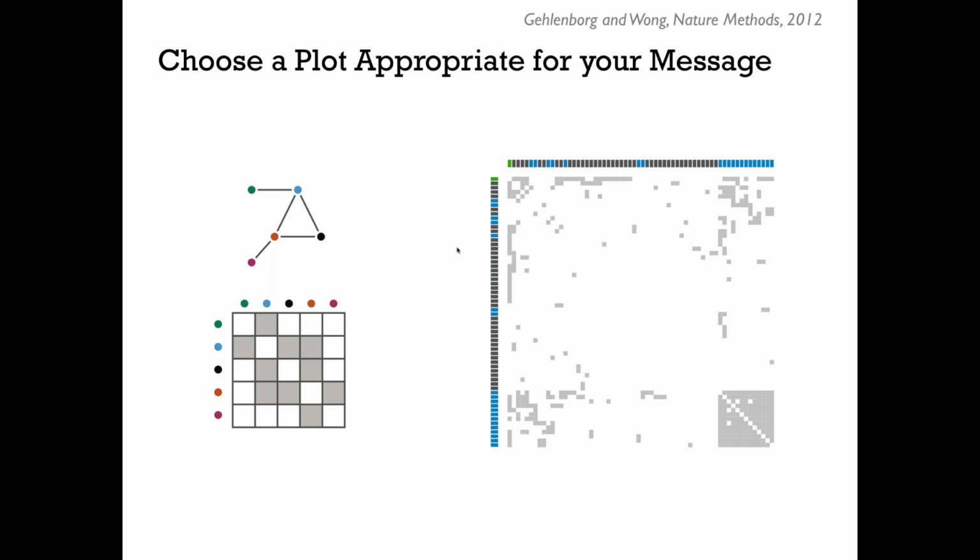The downside of the adjacency matrix is that it's very hard to trace a path between, say, two nodes that are not directly connected. To answer that question is fairly easy in a node-link diagram, but it's really much harder in an adjacency matrix.